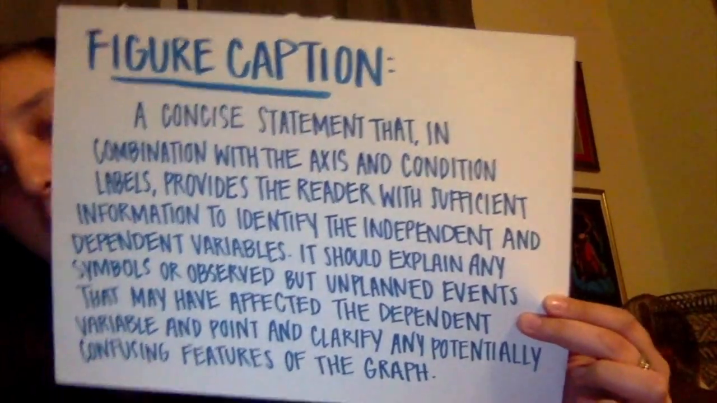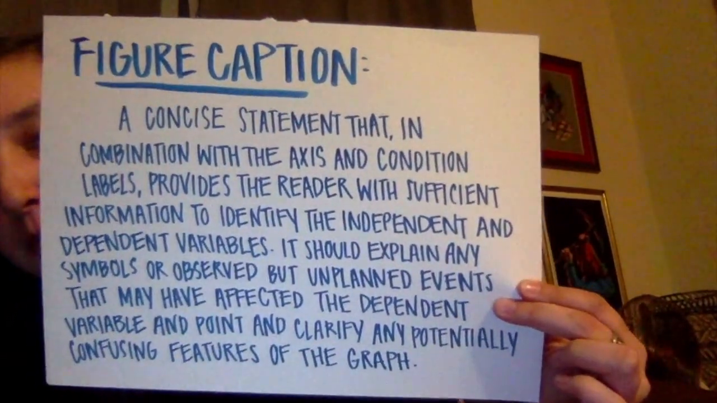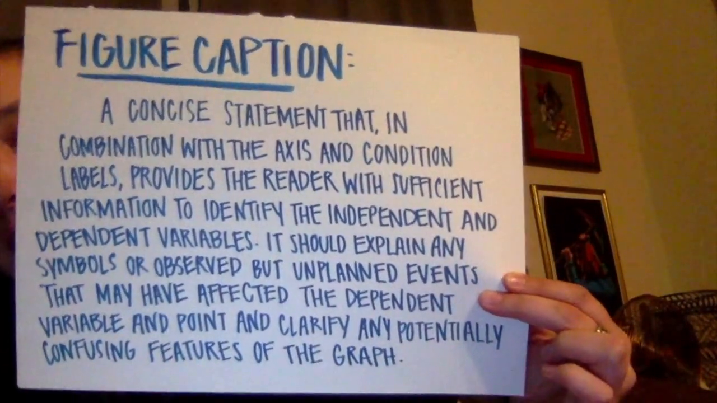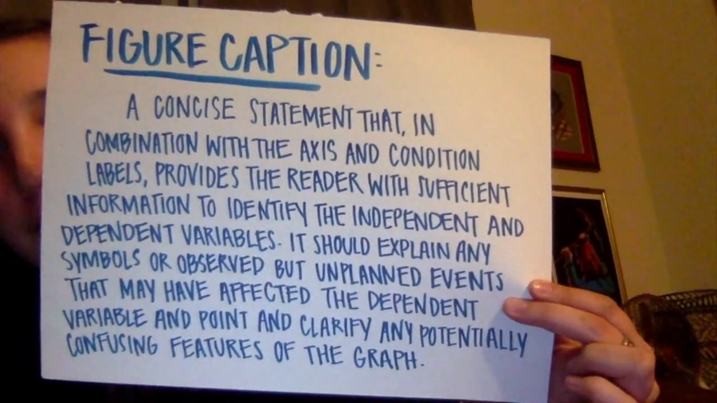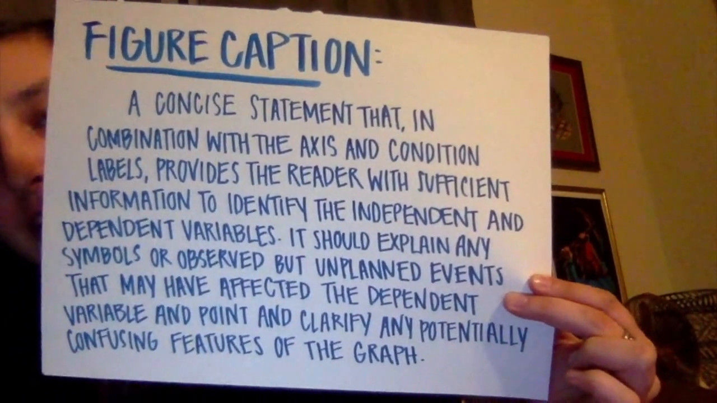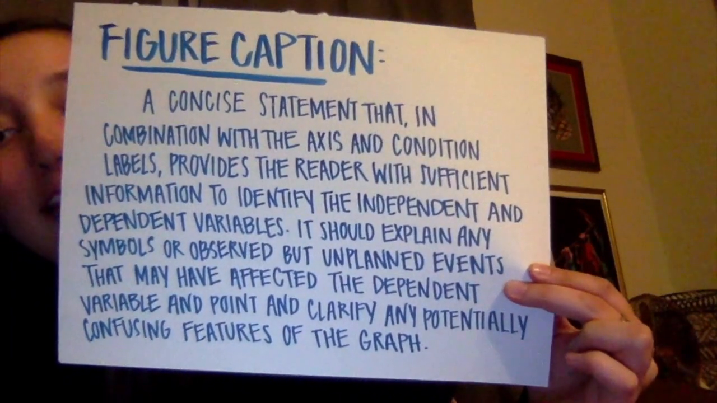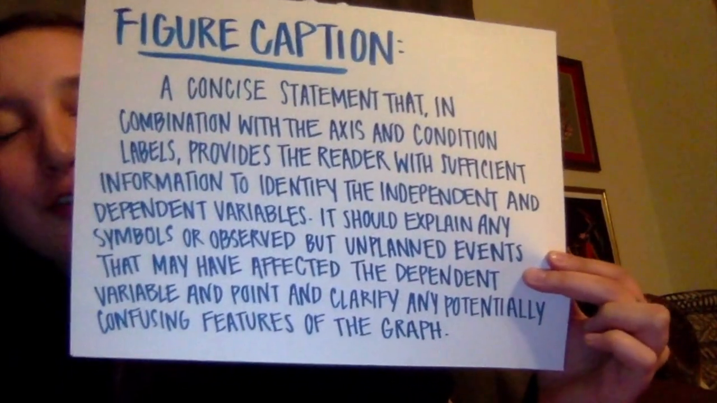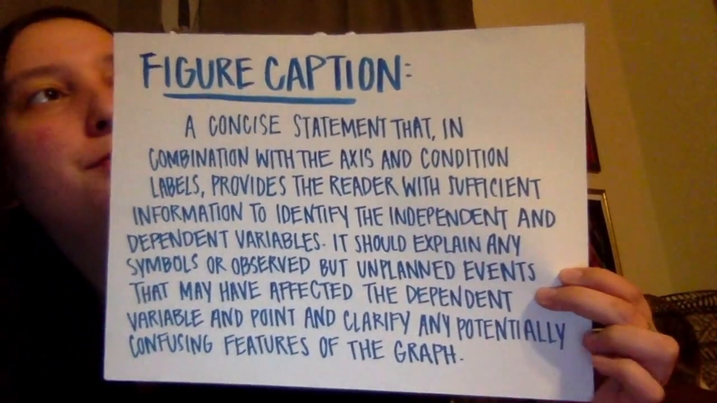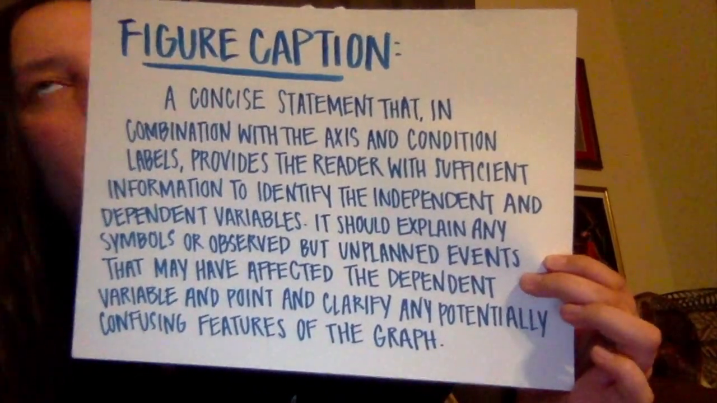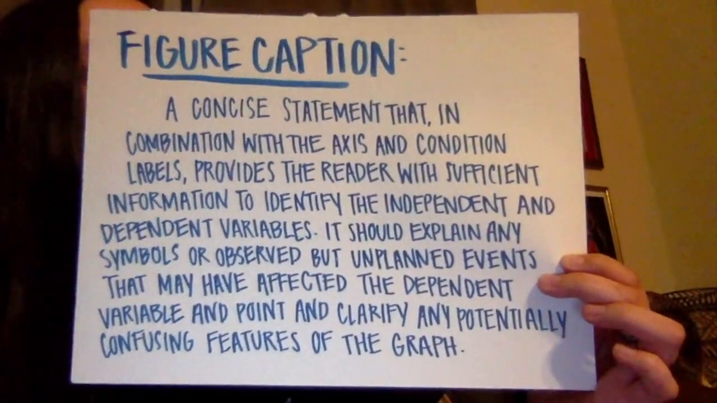Last but not least is the figure caption. This is a concise statement that, in combination with the axis and condition labels, provides the reader with sufficient information to identify the independent and dependent variables. It should explain any symbols or observed but unplanned events that may have affected the dependent variable and clarify any potentially confusing features of the graph. You can compare this to a key on a map, which is what I thought of when I read it. Pretty plain and simple when you think about it. So I covered all three of the objectives that I stated in the beginning, and good luck on your quiz.